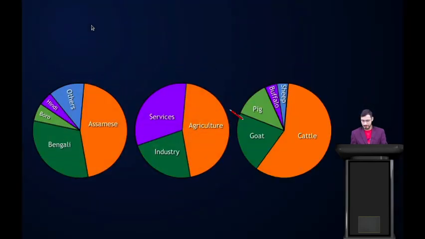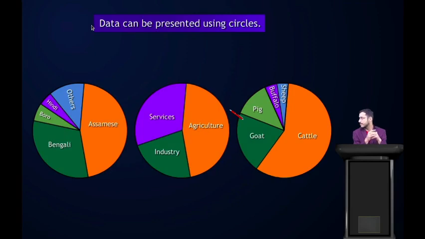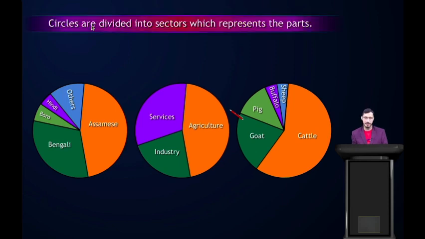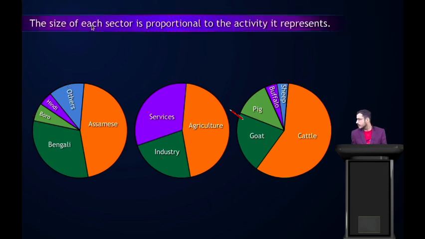So in all three examples, data can be presented using circles. You can see in all three examples that the circles are divided into sectors which represent the parts. You can see one part, two parts, three parts, four and five parts. Similarly 1, 2, 3, and 1, 2, 3, 4, 5. So circles are divided into parts, and the size of each sector is proportional to the activity it represents.